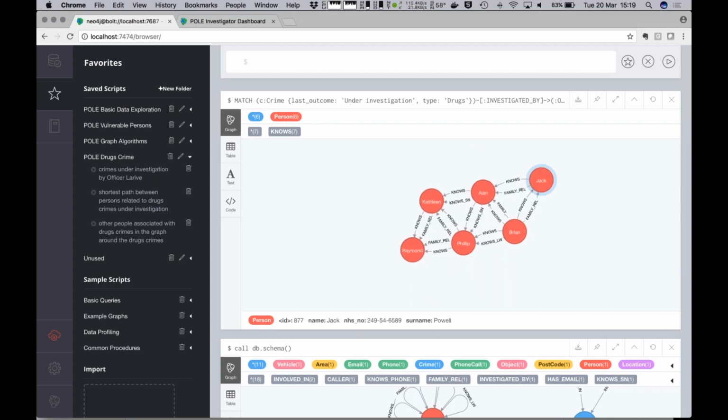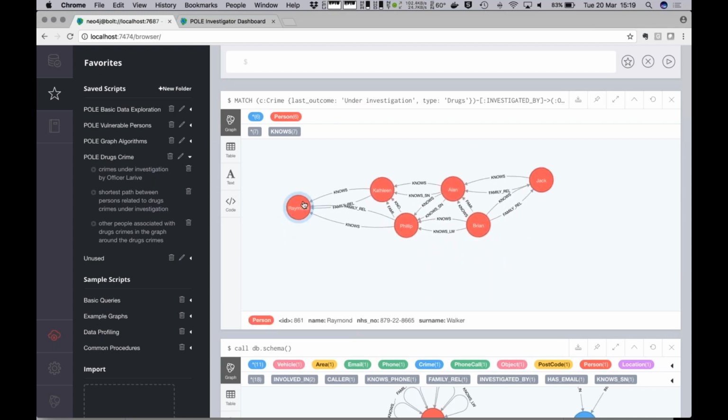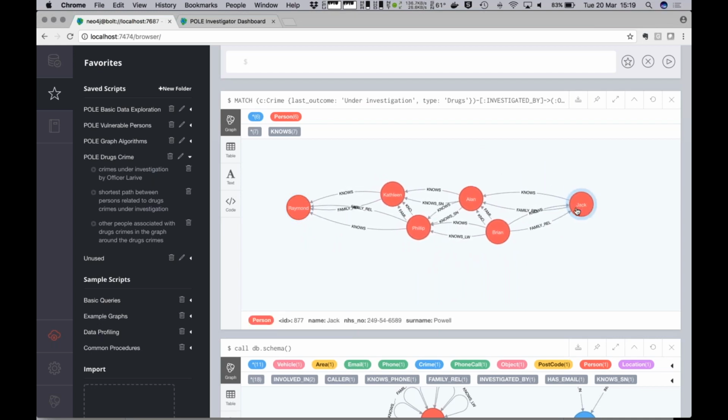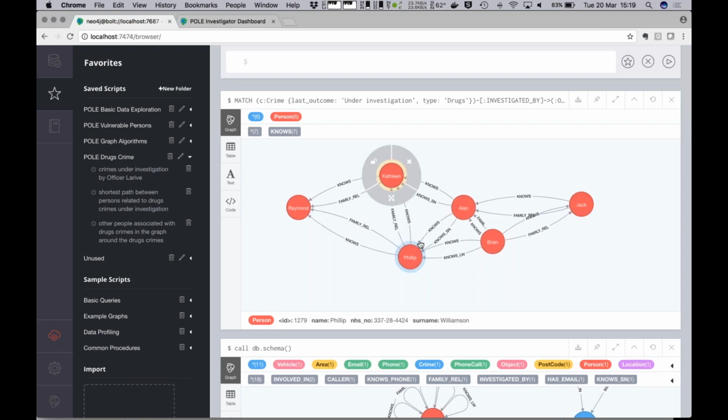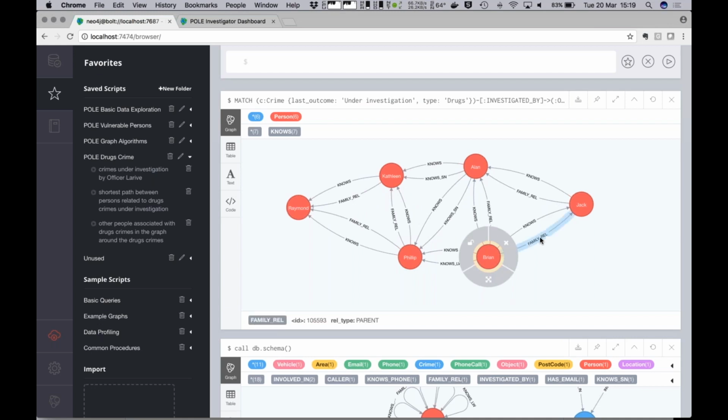And it turns out that there is. So we have Raymond, who is the gentleman associated with the crime for production of cannabis, and Jack Powell here on the right, who is suspected of possession and intent to supply. And we can see there's a little social network that sits between them. If we can explore that a little bit, we can see there's a family relation between Brian and Jack. Brian is Jack's dad.